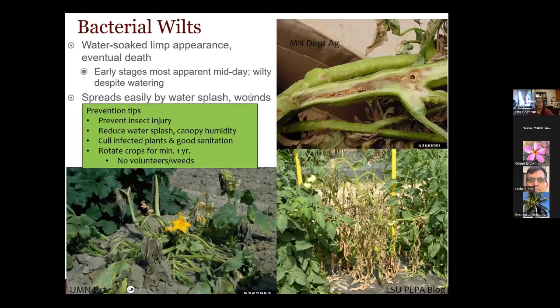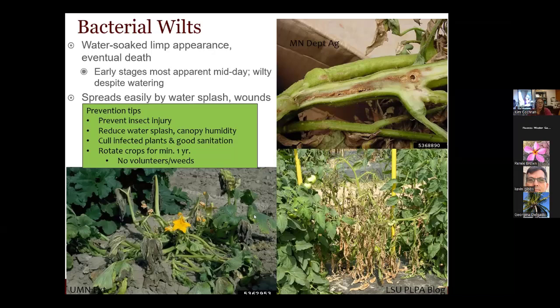All right, bacterial wilts will pretty much always have this really water-soaked, moist-looking, limp appearance, and it results in death of the plant. The early stages are first noticed midday, where the plants will be wilty even though you water them. So no matter how much you water, it will never perk up.